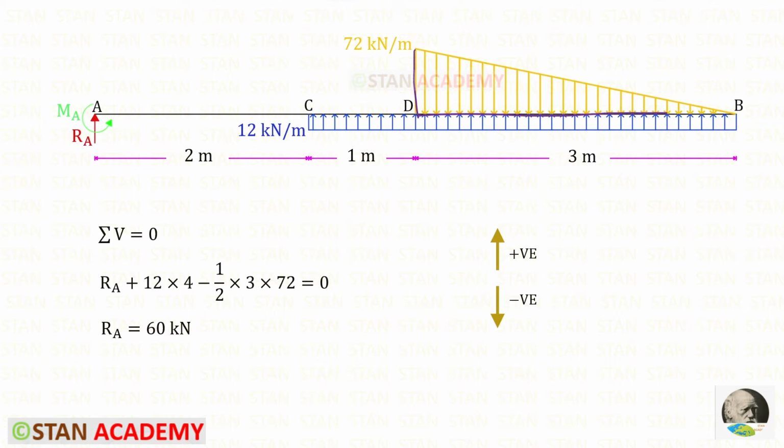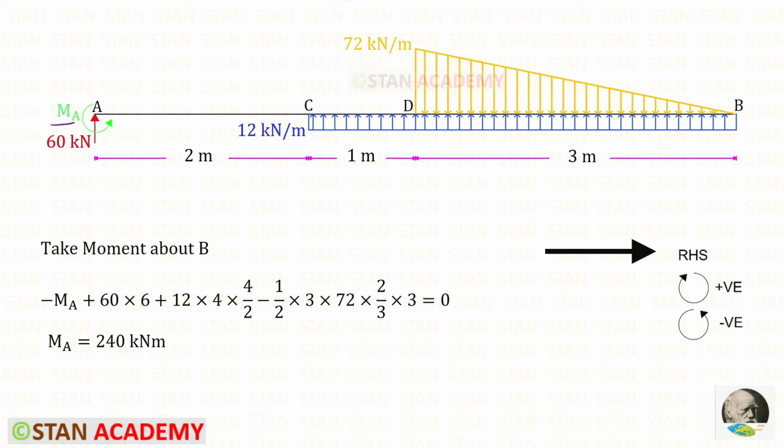Let us take this triangle. We know the area formula of a triangle, half into BH. Here the breadth is 3 and the height is 72. So this is the area. For RA, we will get 60 kN.